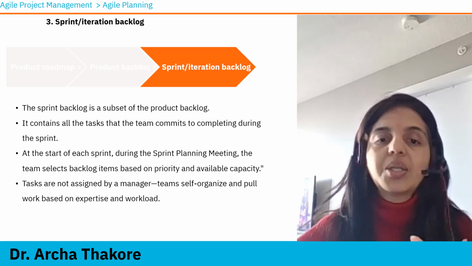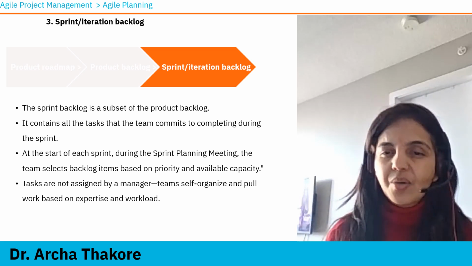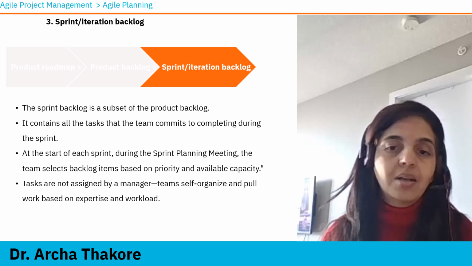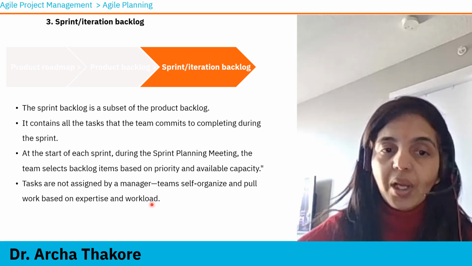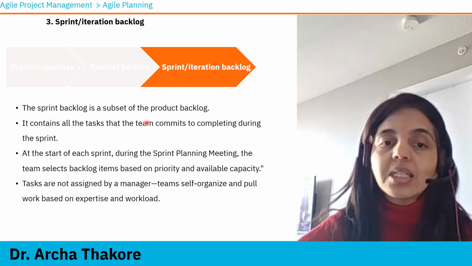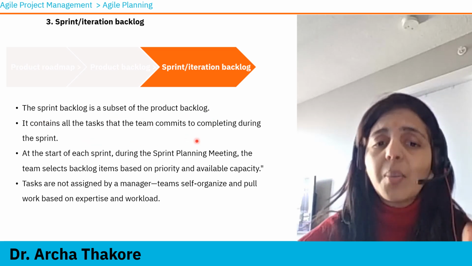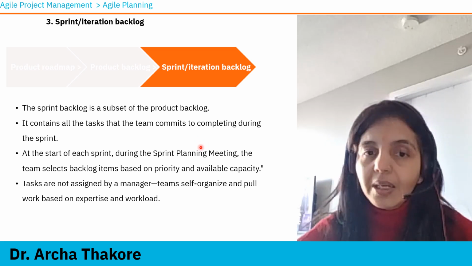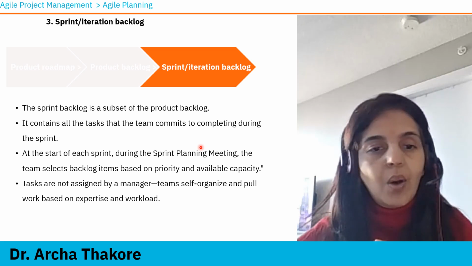Now comes sprint or iteration backlog. This is the list of items that the team is going to work on in one single iteration. It comes from the product backlog. The sprint backlog is a subset of product backlog. It contains all the tasks that the team commits to completing during the sprint. So it's a shorter list created or derived from the bigger list, which is your product backlog.